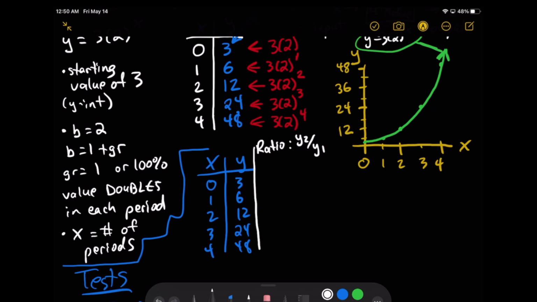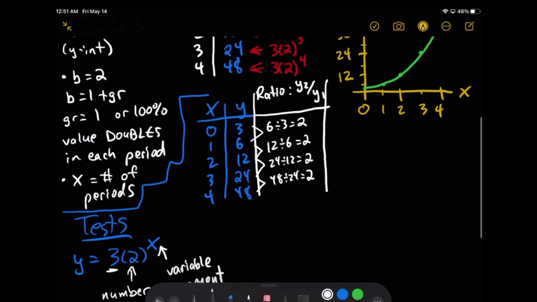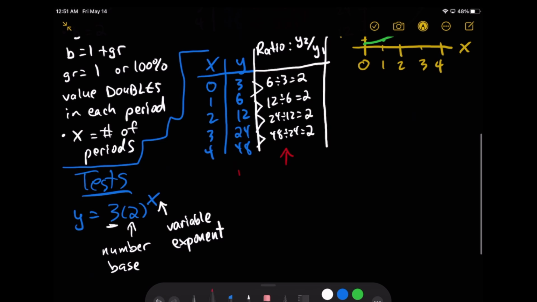Now what that just means is take a y value and divide by the one that came before. So let's add a column and let's calculate. I'm going to do 6 divided by 3, and that's 2. And 12 divided by 6, and that's 2. And 24 divided by 12, and that's 2. And 48 divided by 24, and that's 2. And when this ratio is always the same, that means that we've proven that it's exponential. So let's describe that. If the ratio is the same, then this is exponential.